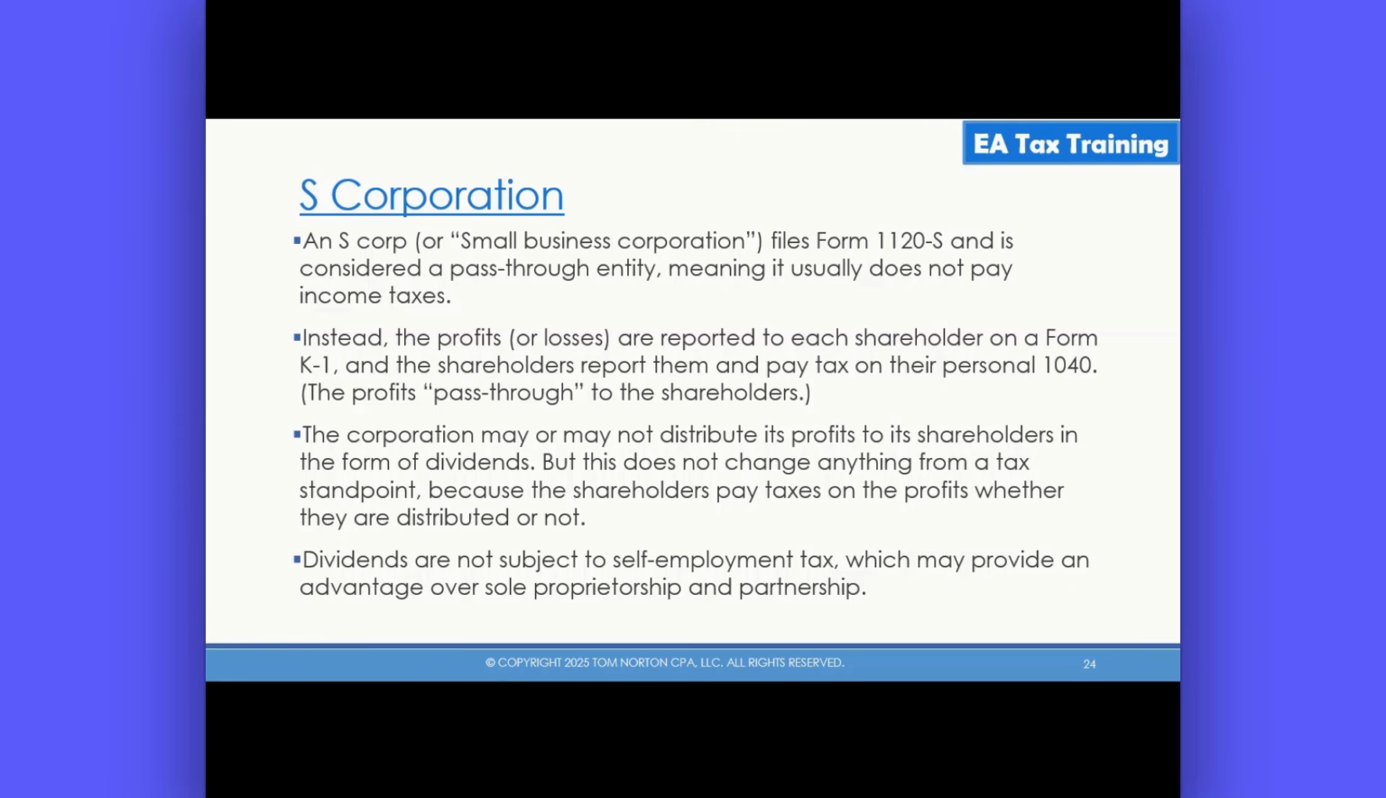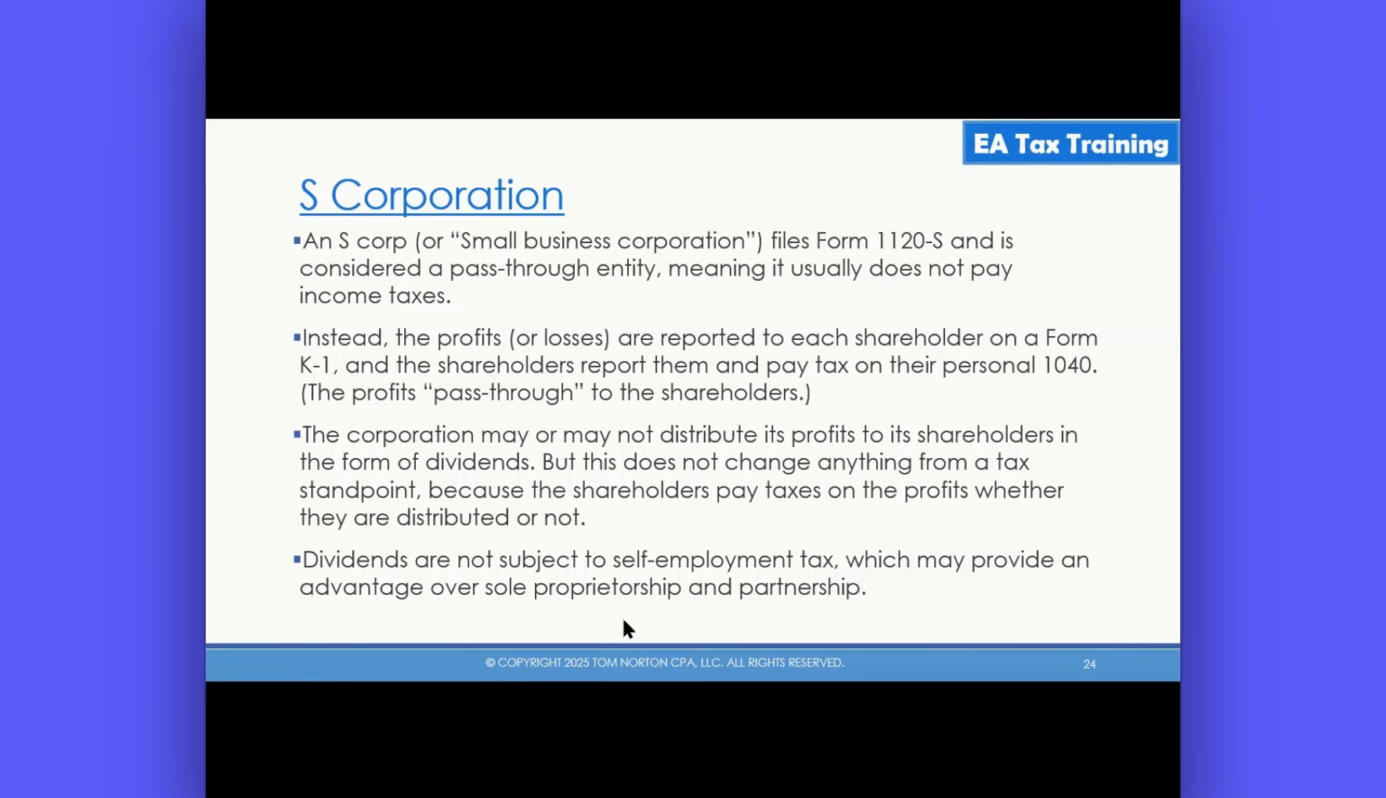When they do get distributions from the corporation, those are dividends, and those are not subject to the self-employment tax, which may provide an advantage over either a sole proprietorship or a partnership. So with a partnership, all of those profits, whether they're distributed or not, are going to be subject to the self-employment tax. It does not work that way with an S corporation.